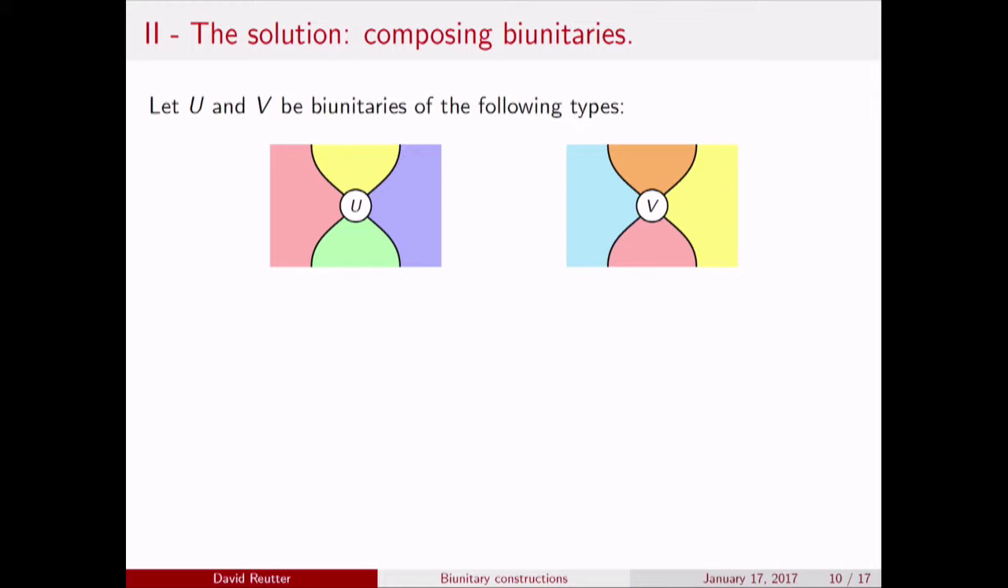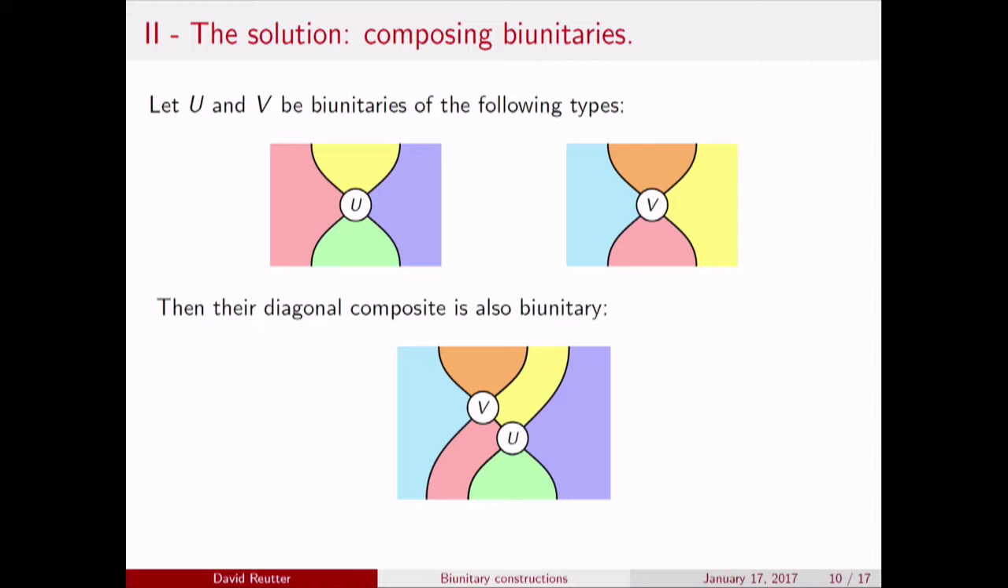So what can we do with these things? Why are they useful? Why is this a useful perspective? So suppose we have two general biunitaries of this form. Then we can join them or contract them together along a diagonal, like this. That obviously only works if the types match. And the result is again a biunitary.